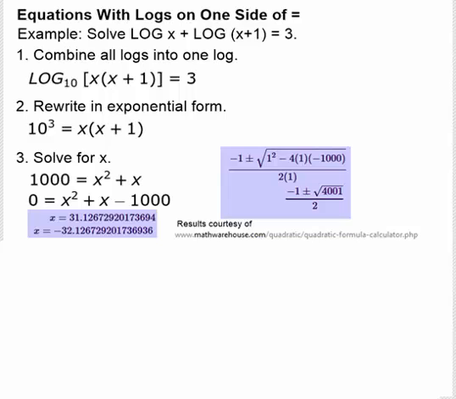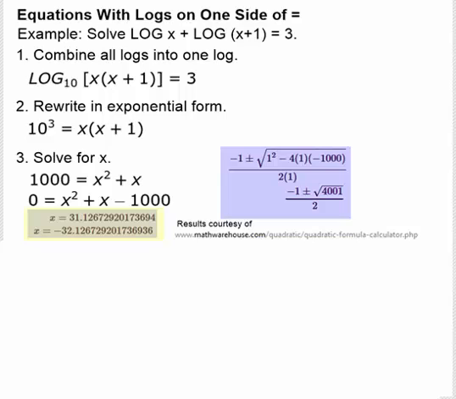At any rate, our next step is to check these answers. Now, the only practical way to check these is to turn them into decimal form. And that's what I've done here. Actually, the tool has done it for me, which is a nice feature of the tool. I get x equals 31.1267 and x equals negative 32.1267 and so on. And we check these answers by plugging them in.